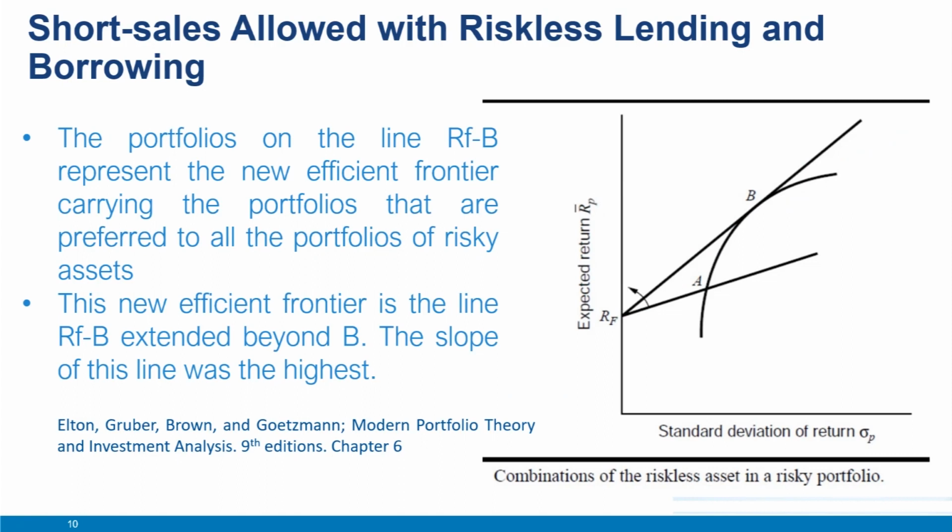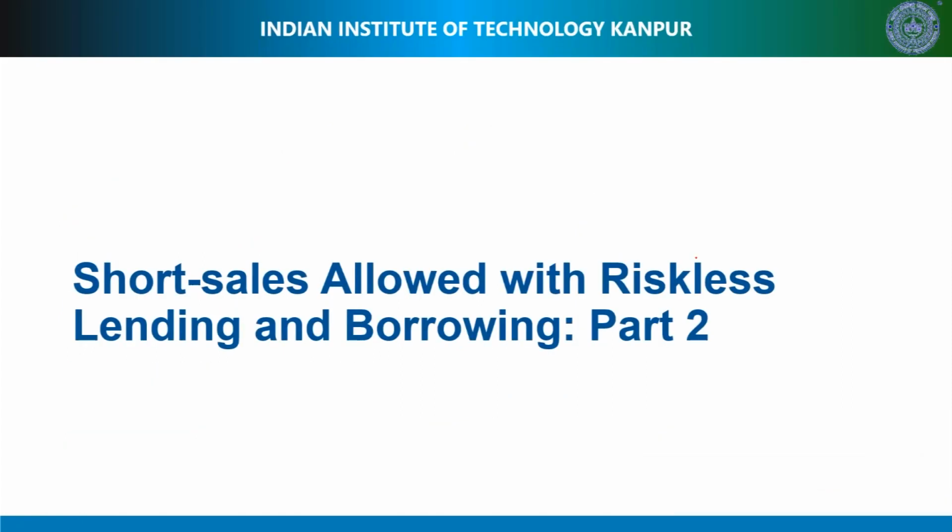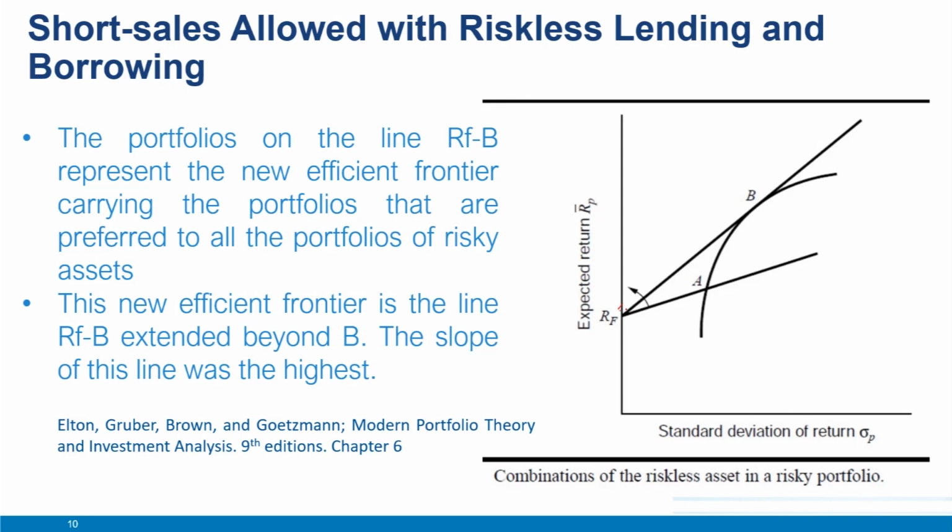So essentially the portfolios on this line RF to B is the new efficient frontier, which carries the portfolios that are dominating or best across all the portfolio of risky assets. So the original efficient frontier is dominated by this tangent line, and this is the new efficient frontier, which is RFB and extended beyond. The key property of this line is that the slope of this line is the highest.